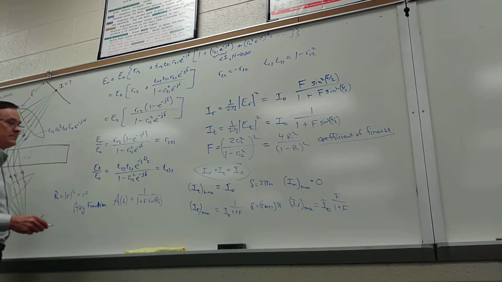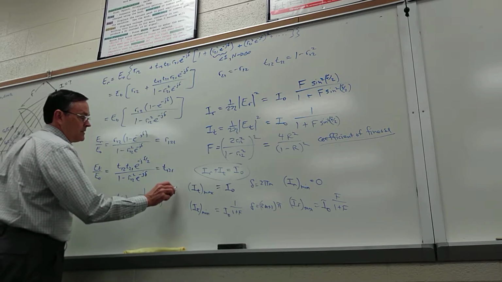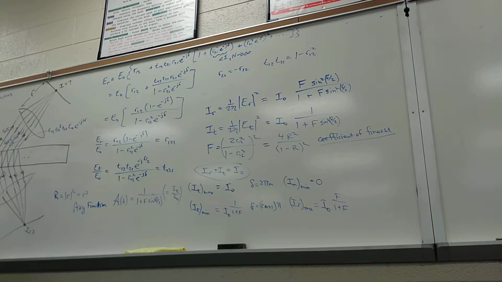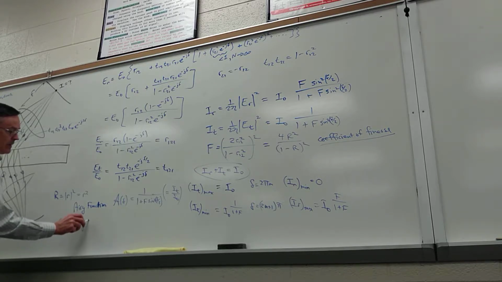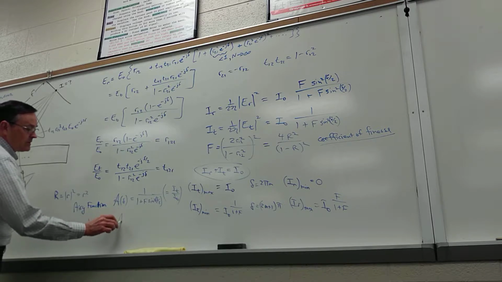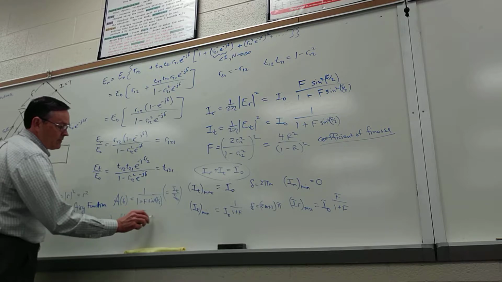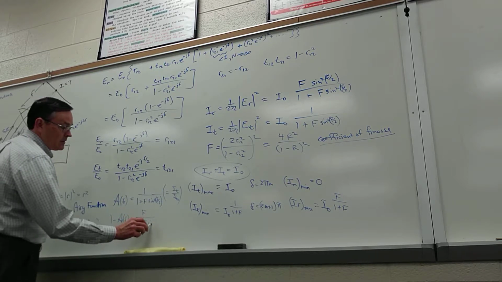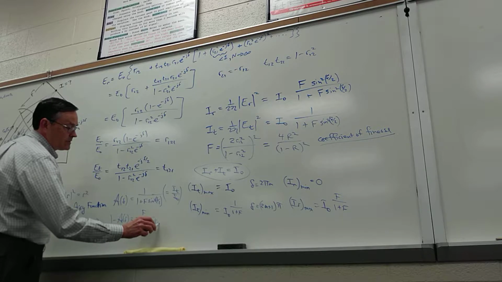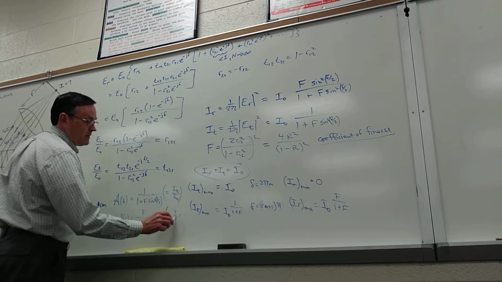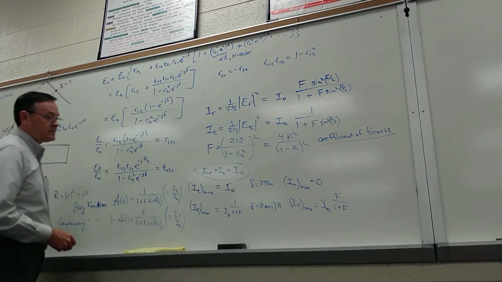So evidently, the transmitted irradiance divided by the incident irradiance is just the Airy function. And then there's the complementary Airy function, which is 1 minus the Airy function, and that's f over 1 plus f sine squared of delta over 2. And evidently, that's the reflected irradiance divided by the incident irradiance.